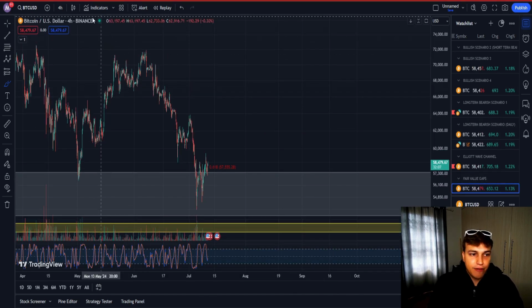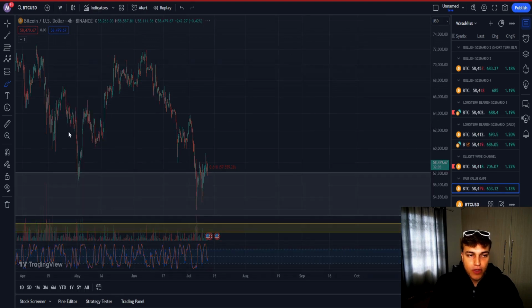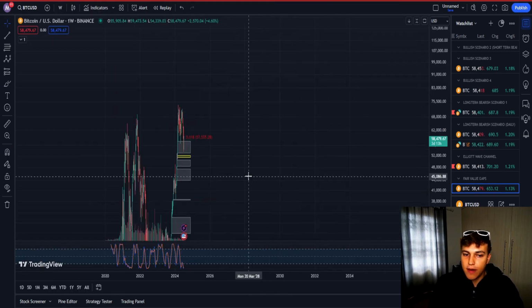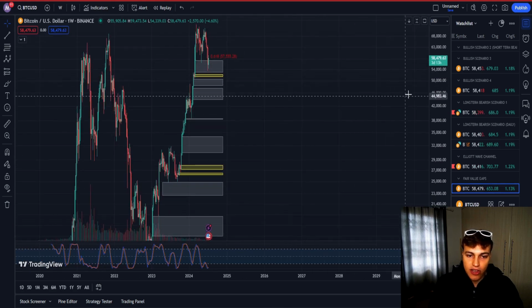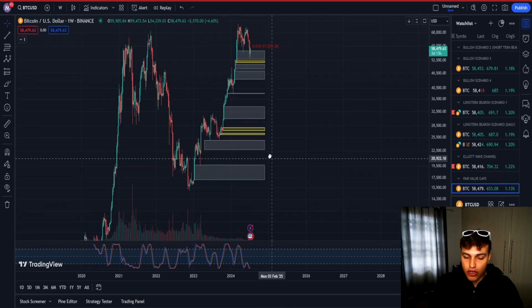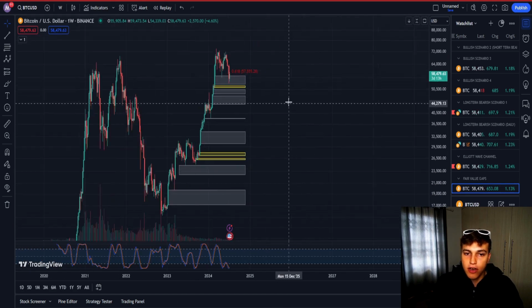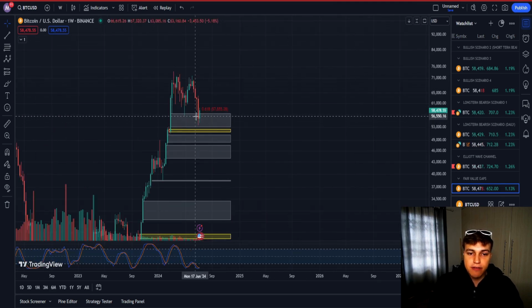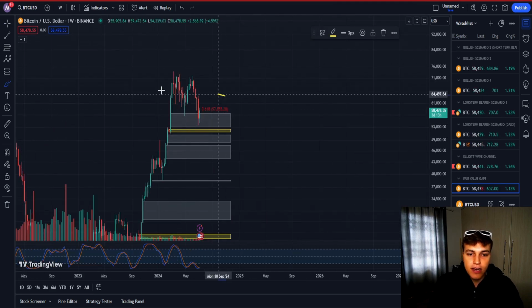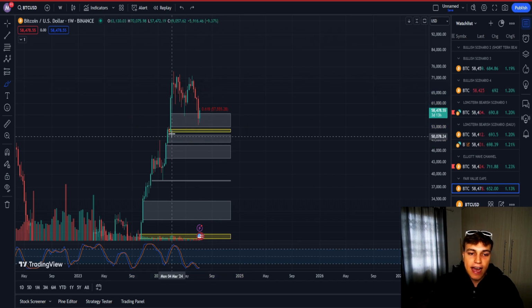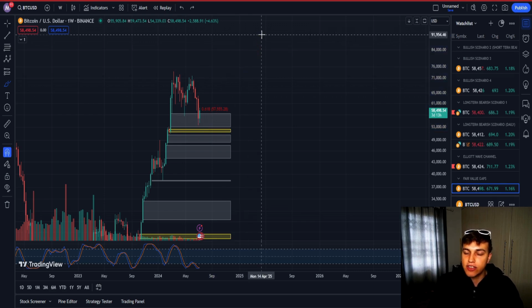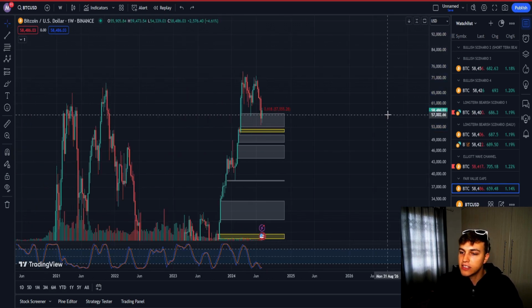Then the fair value gaps on the weekly, we can see here that fair value gaps have not yet been filled. There are a few still left in this range, going all the way back to the bear market lows, but a few more left in this range. I believe that this gray fair value gap here will be filled out, and this order block here will act as resistance, bouncing off here and going into that $85,000 target.